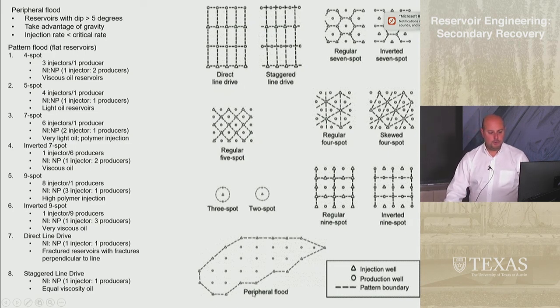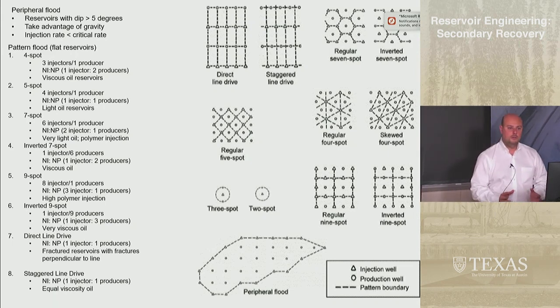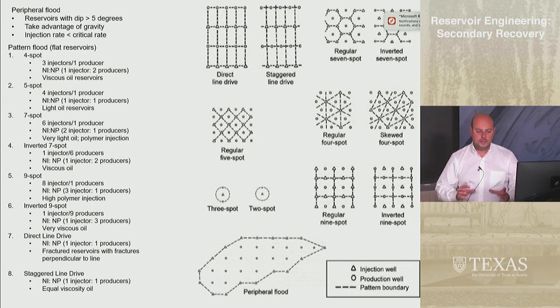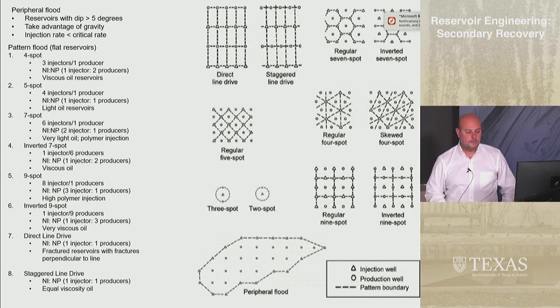What I have here is called a peripheral flood. So in a peripheral flood, what you do is you've got injectors all along the edge, and you're injecting water along the edge, and you're producing along the center. So it's almost like you're trying to contain everything, go from the outside and push everything in.